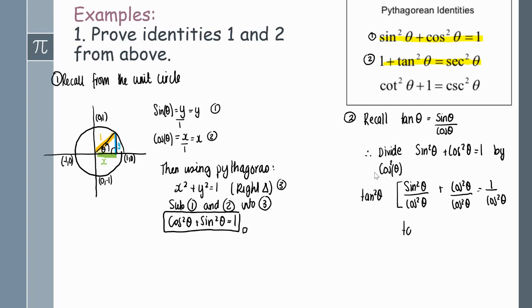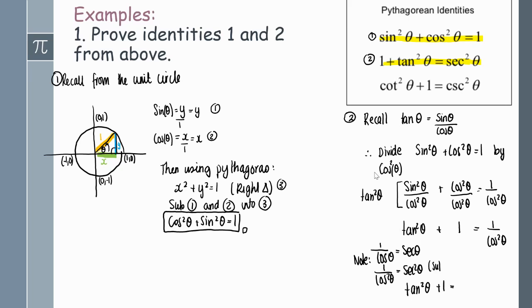Recall that sine squared theta over cos squared theta is tan squared theta. Cos squared over cos squared, that's just going to be 1. And on the right-hand side, I'm left with 1 over cos squared theta. Remember that 1 over cos theta is sec theta. So 1 over cos squared theta, well, that's the same as sec squared theta. Therefore, I can rewrite this equation as tan squared theta plus 1 is equal to sec squared theta. And that is the proof for the second Pythagorean identity.